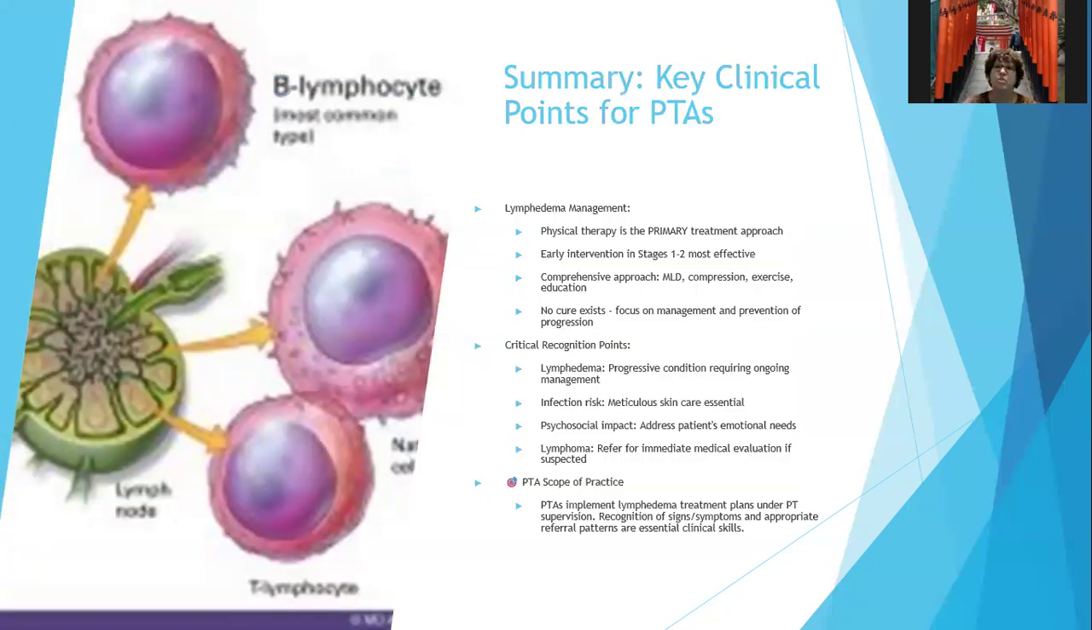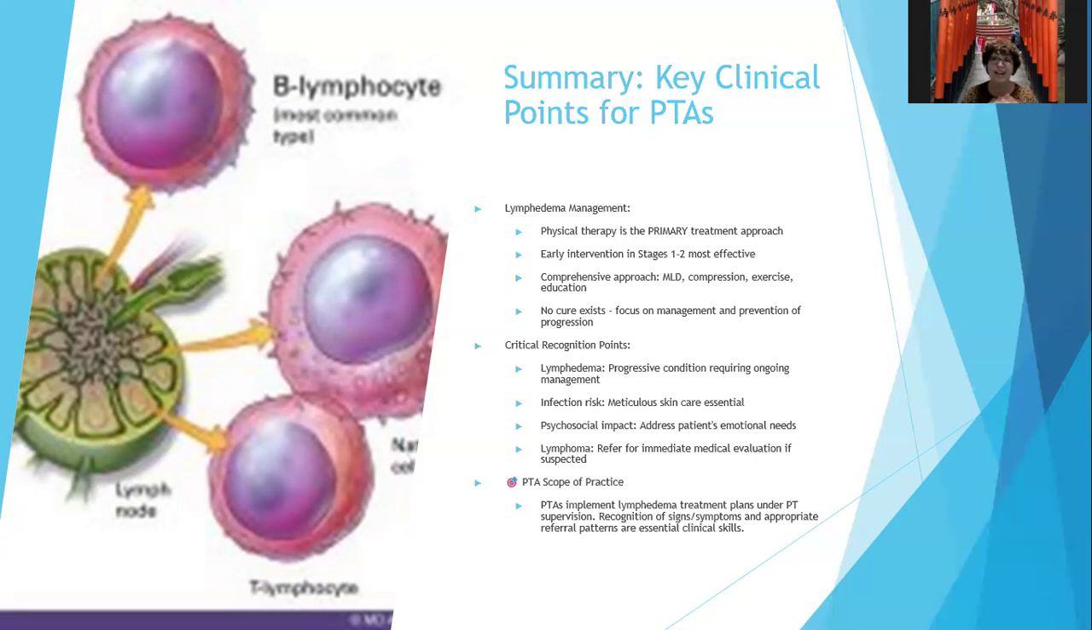So for lymphedema management, key clinical points, physical therapy is the primary treatment approach for lymphedema management. And early interventions in the early stages are most effective. That goes for just about everything, right? Early intervention gets you better results. A comprehensive approach using manual lymph drainage, compression, exercise, and education gets you the best results. There's no cure, but you can manage and prevent the progression of the disease.